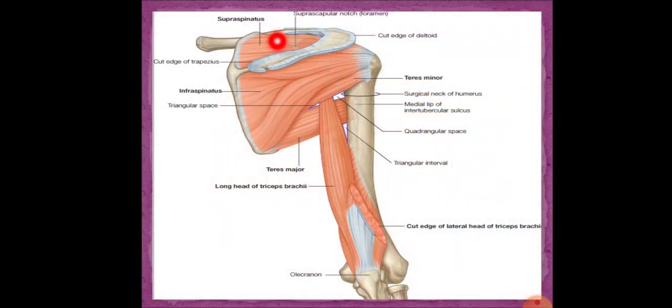Okay, this is spine. We know the fossa above the spine is known as supraspinous fossa. So the muscle originates from the supraspinous fossa is supraspinatus muscle. The muscle originates from the infraspinous fossa is infraspinatus muscle. The muscle which originates from subscapular fossa is subscapularis muscle. The muscles that originate from the lateral border of the scapula, we have two, teres major and teres minor muscle. Okay.